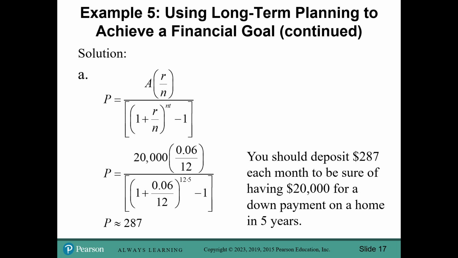So as long as we can deposit $287 each month for 5 years, at the end of that 5 years in this interest-earning account that has a rate of 6%, we will have $20,000 saved up for the down payment on our home. Okay, no problem, right?